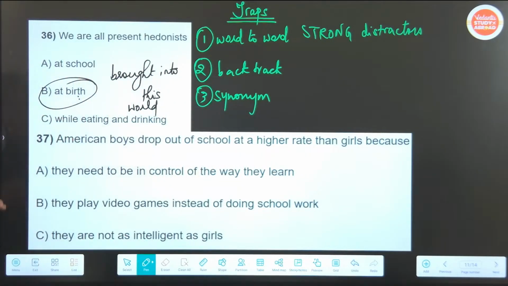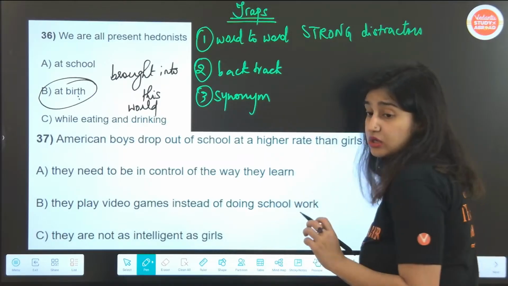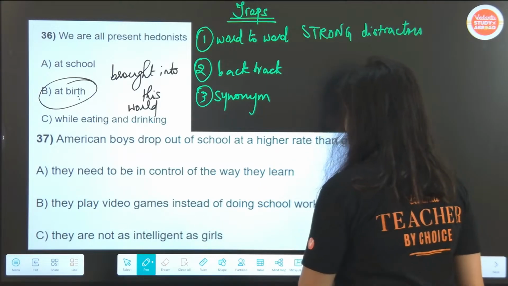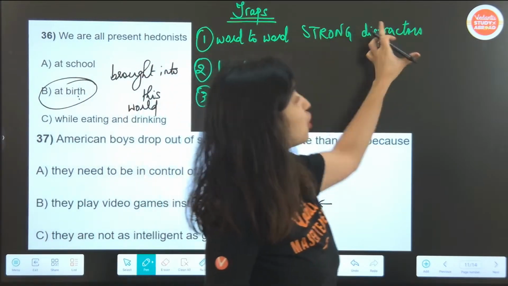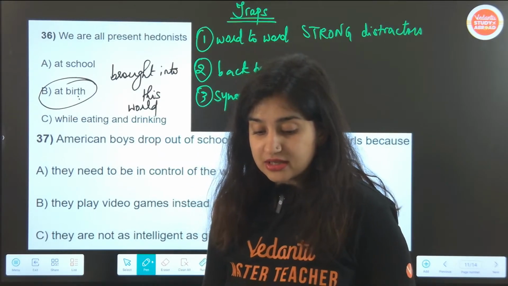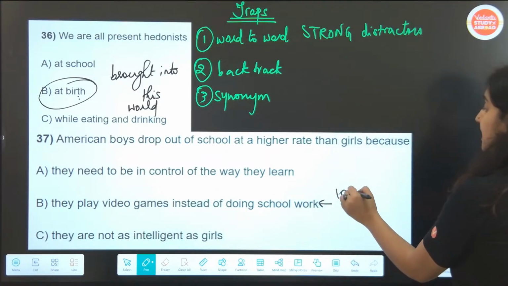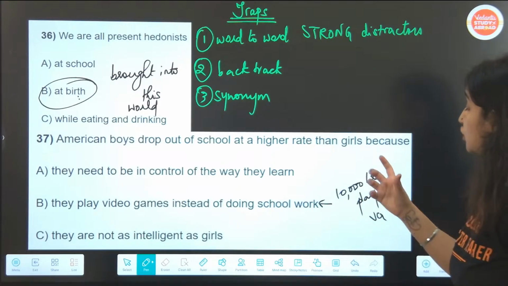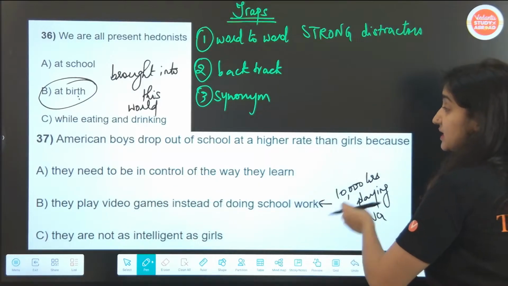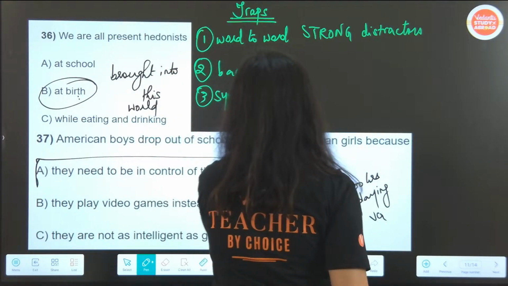Very obvious synonym trap. Then here, American boys drop out of school at a higher rate than girls. So much was said here to the point that a lot of you probably thought B is the correct answer, right? Because it was clearly stated. So this was a word-to-word strong distractor. That boys spend a lot of their time, like 10,000 hours or something. It said they spent around 10,000 hours playing video games, right? So you would say, okay, it says that word to word, that is why they're dropping out. So B must be the correct answer. But the correct answer is actually A.